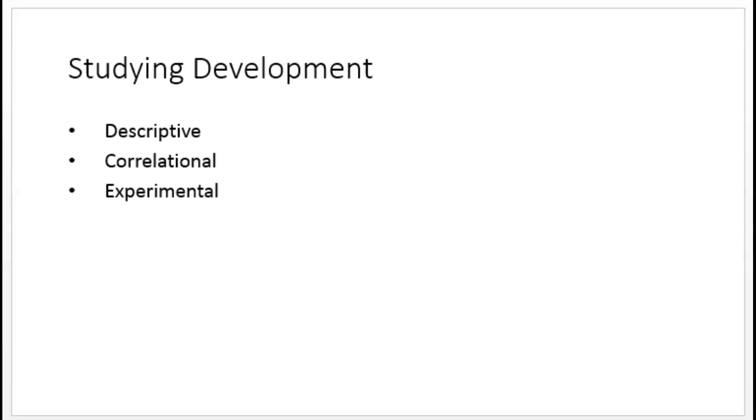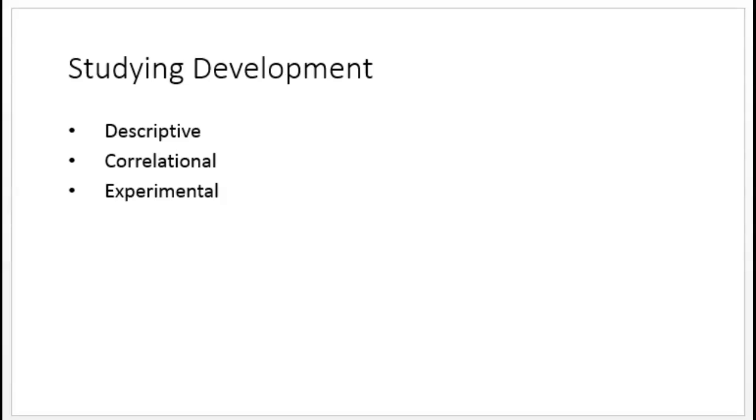Okay, now let's talk about how we study development. There are lots of different tools that you can use to study development. You can do naturalistic observations, you can do surveys, you can do physiological measures like heart rate or blood sugar level, things like that. You can do standardized tests. So there's lots of different tools that you can use to measure whatever it is that you're measuring.